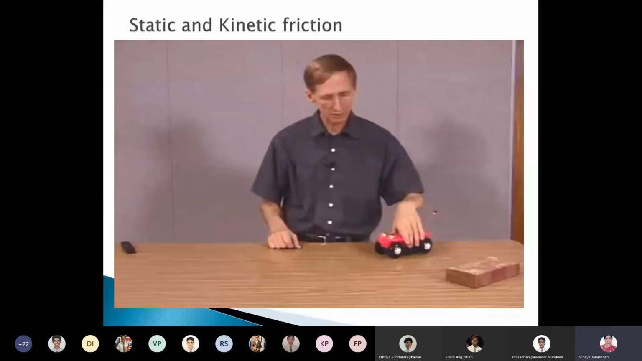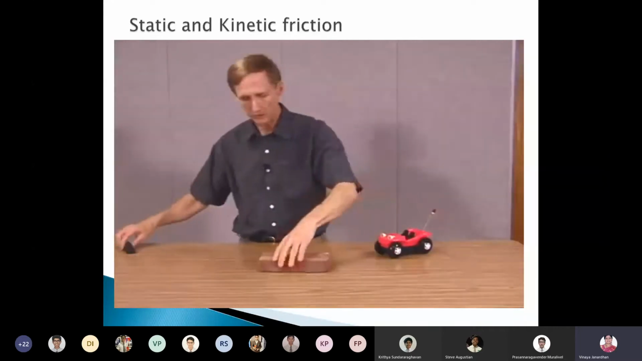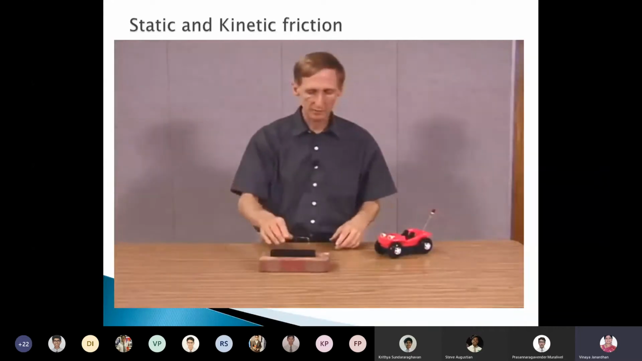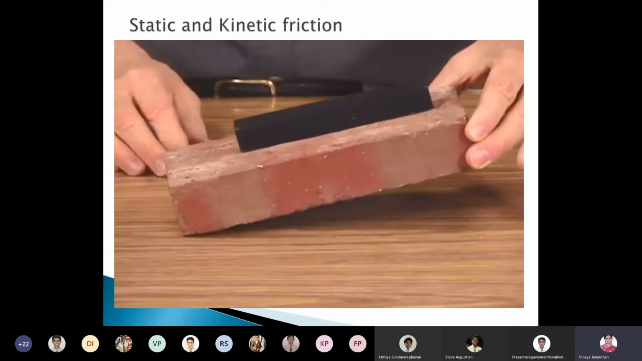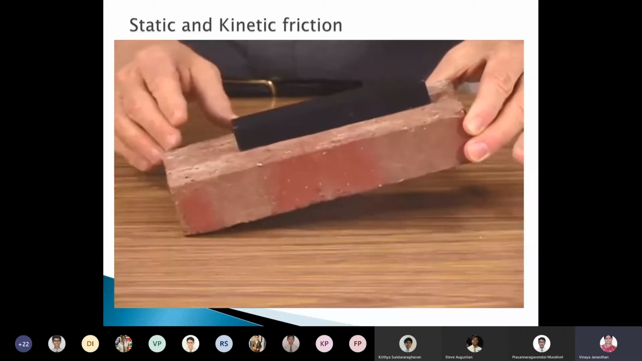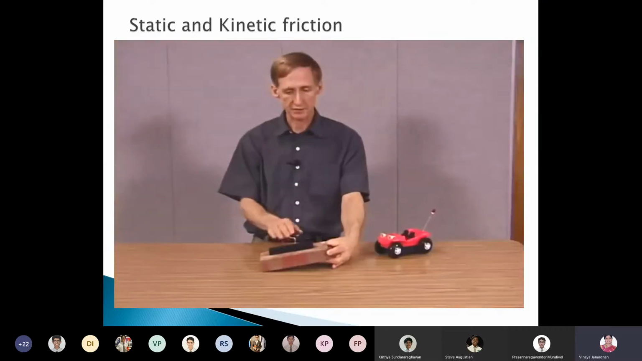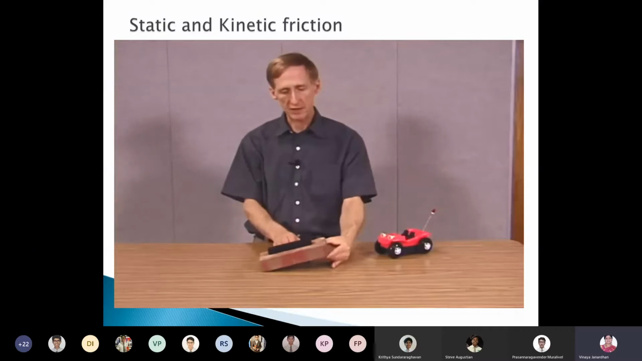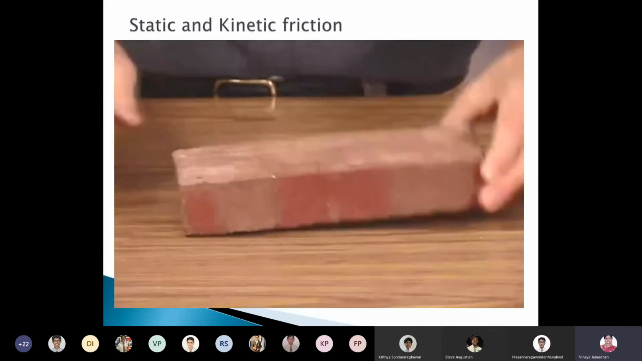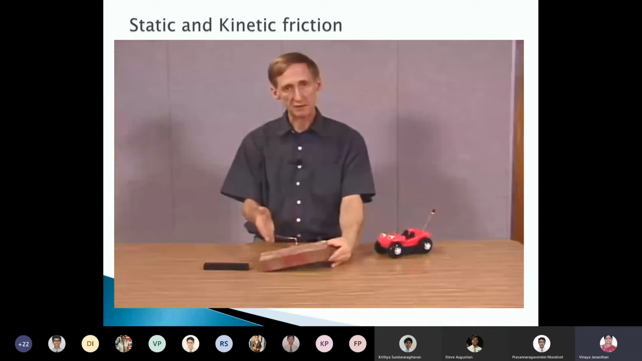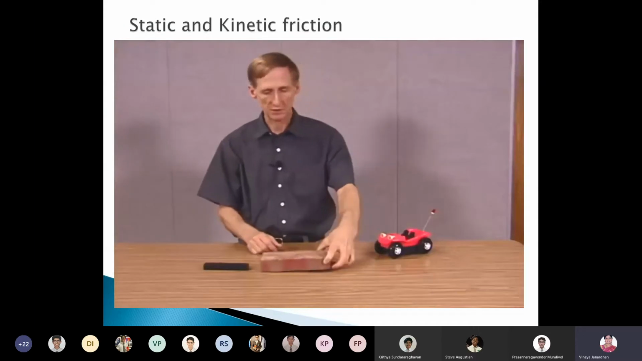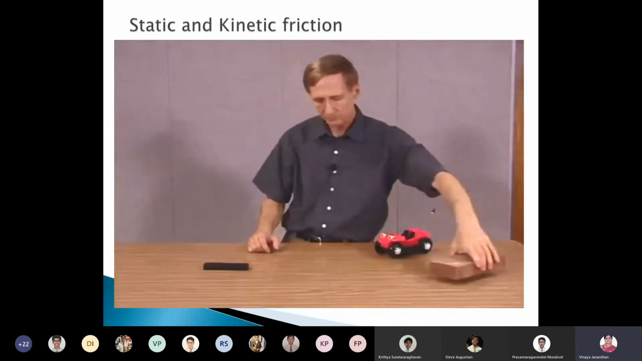Now, here's another example of static friction. Let me put an object on this brick. If I tilt the brick a little bit, the object stays there. Well, what keeps it there? It's a static friction force. There's no motion between the bar and the brick. Now, if I tilt it enough, the bar begins to move, and so the static friction force became a kinetic friction force at that particular point.